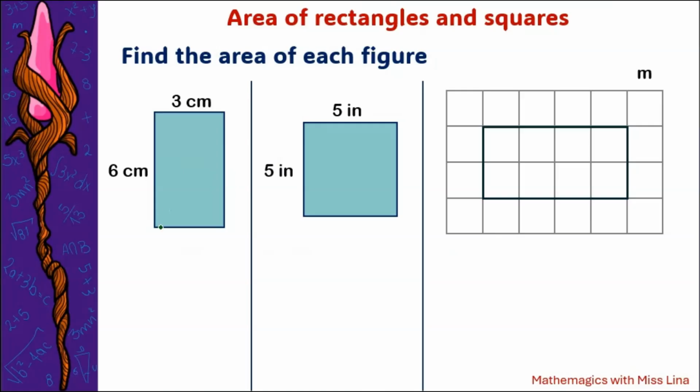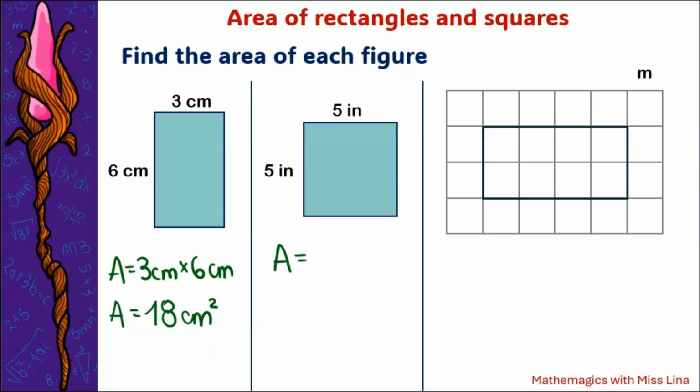Okay guys, pause the video and try to solve these exercises. Then come back and check. The area of this one. So remember, it's just the multiplication of the two dimensions. So area is 3 times 6 is 18. Centimeters times centimeters is just going to be square centimeters.